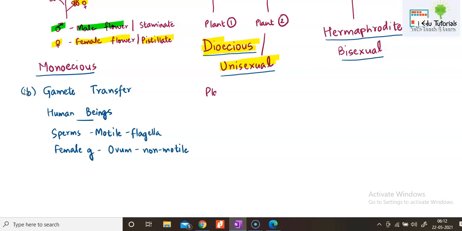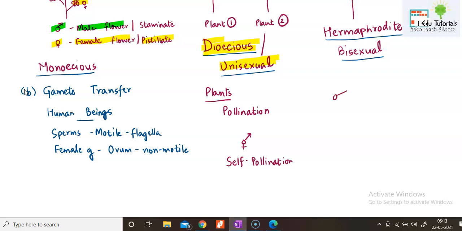But if we talk about plants, in plants also male gametes are transferred. And this process of transferring the male gamete to the female part is known as pollination. So if the flower is bisexual, that means staminate and pistillate, both the conditions are there in one flower. That means there is a higher probability that pollen grains produced by the anthers will come on the surface of the stigma of the same flower. So in the case of hermaphrodite flowers or bisexual flowers, there is a higher probability of self-pollination. Self means with its own.